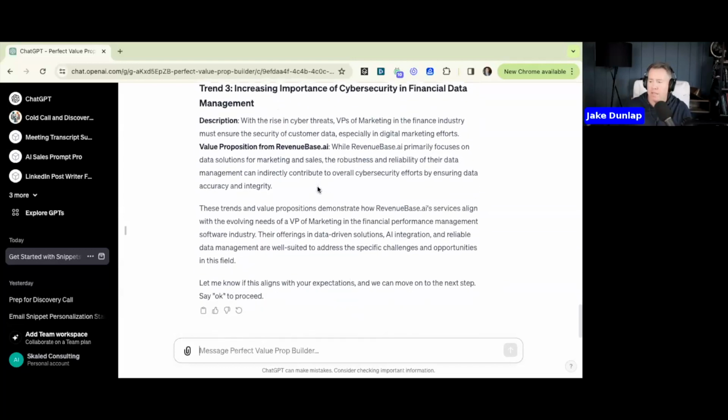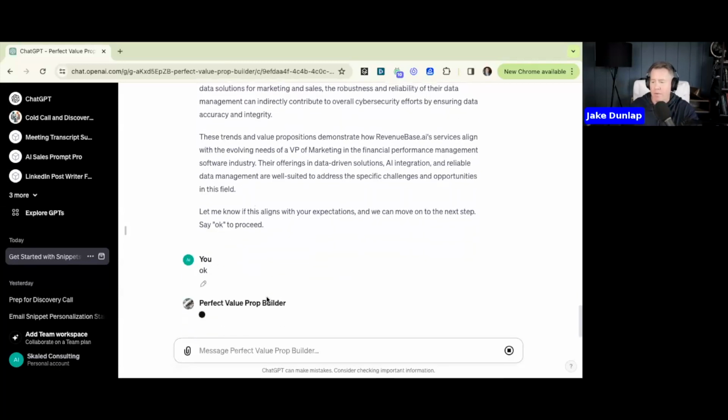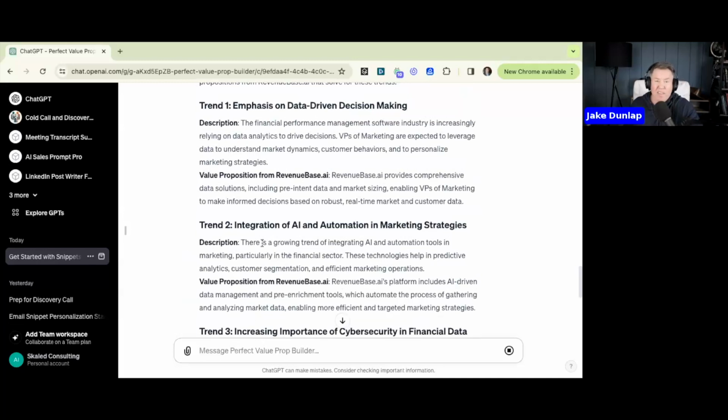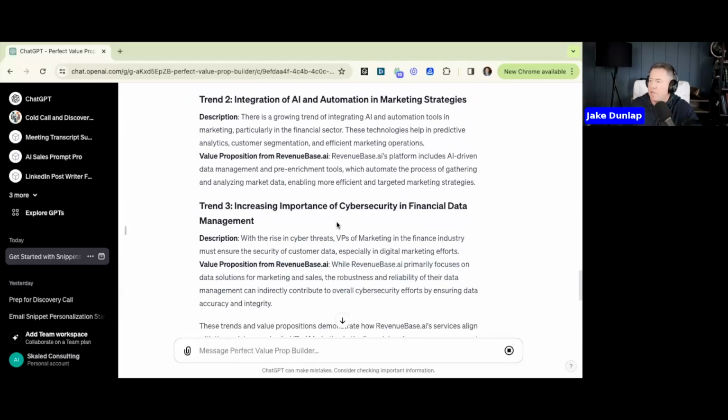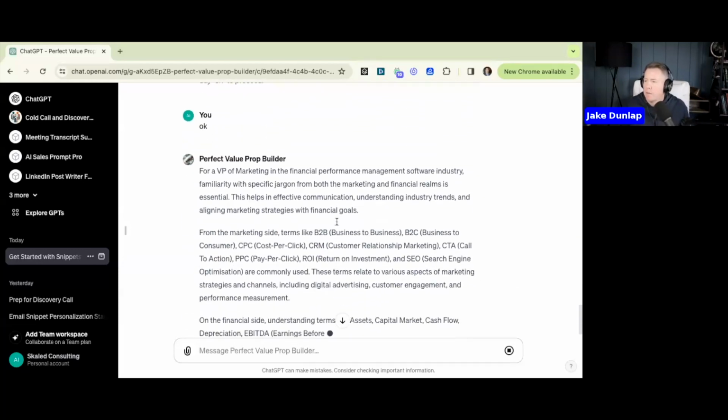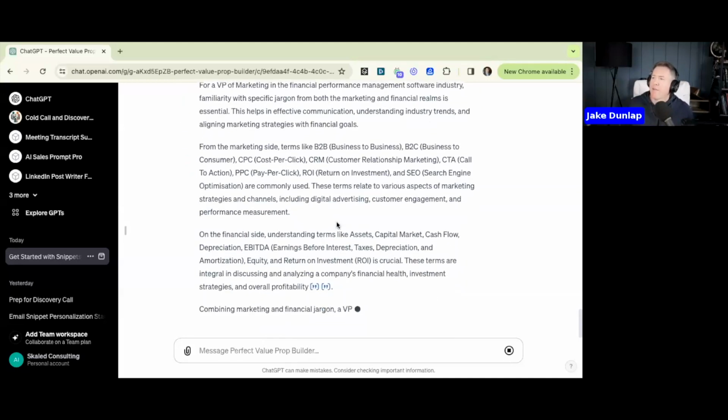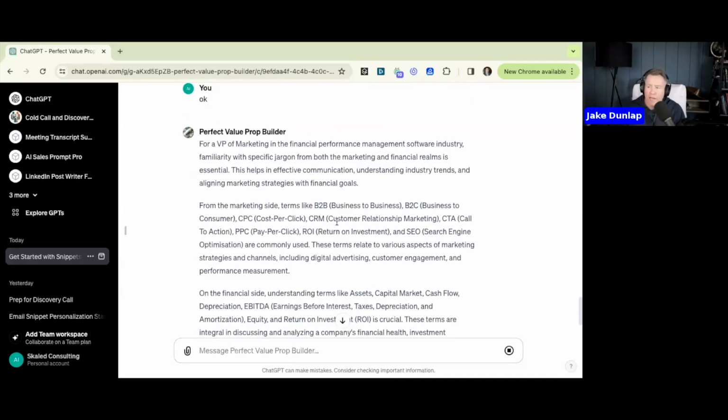Now, what could I do with this? Even with this, everyone, you could use it for your snippet if you're trying to literally get a meeting with their VP of marketing in a minute and a half. There's a growing integration of automation tools in marketing, particularly in the financial sector. These technologies help predict customer behavior. What we do to help is directly tied to some of these. There's cybersecurity, which could matter. Oh, this is a big one. So okay, you could do that.